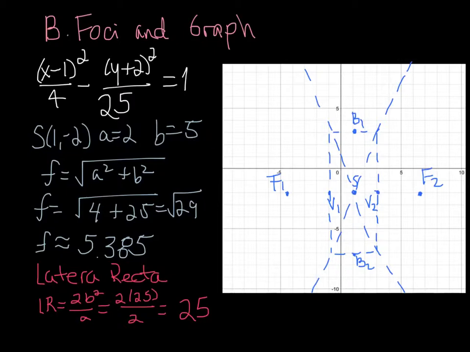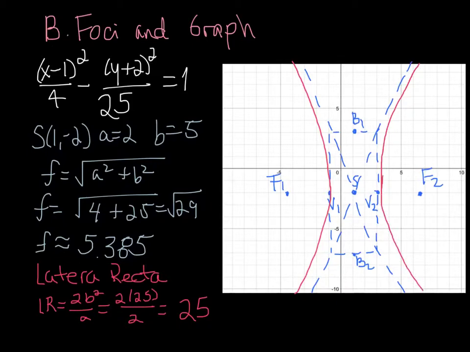It means that from the foci up, this hyperbola is going to be 12.5 places up and 12.5 places down. So it's going to open like this and like this. Then here and here.